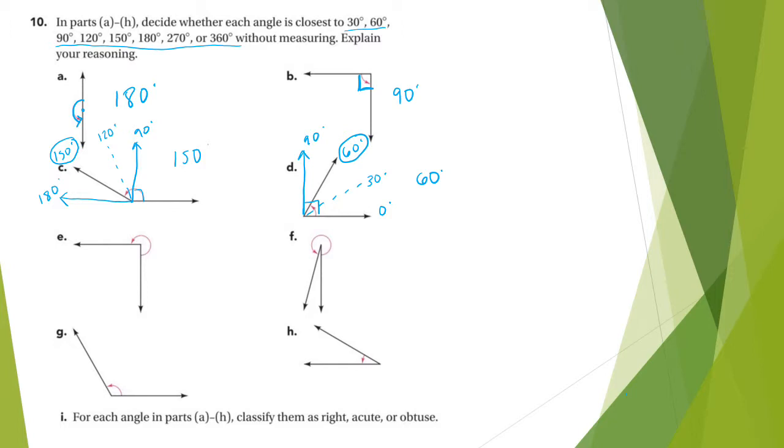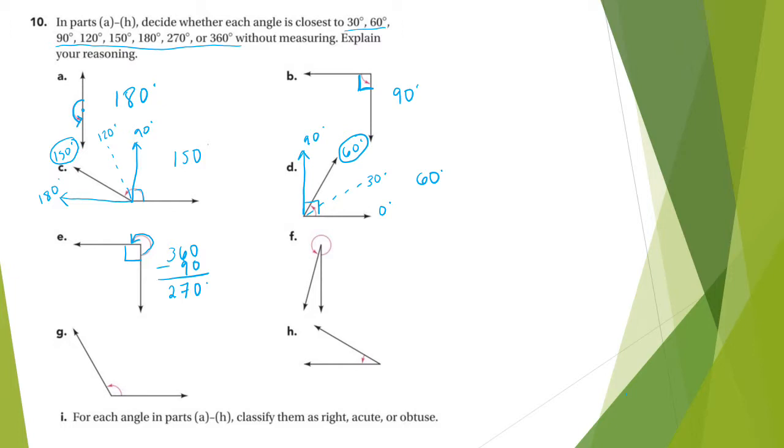In the case of E, I might at first be tempted to look at this right angle. However, I notice that they're actually talking about the rotation or the angle that's happening outside. And so that clues me in that I'm going to do 360 minus 90, which is equivalent to 270 degrees. So this is about 3/4 of a rotation.